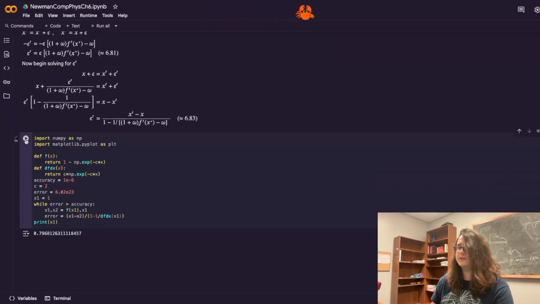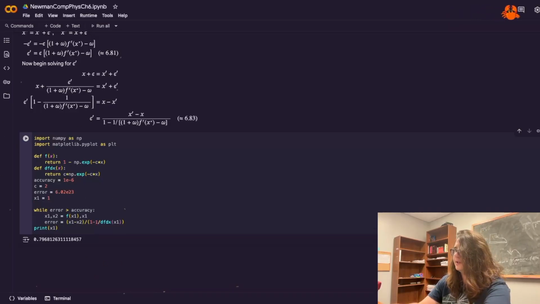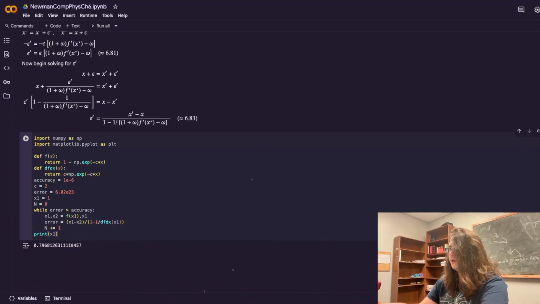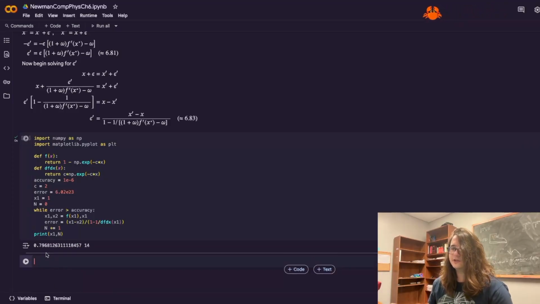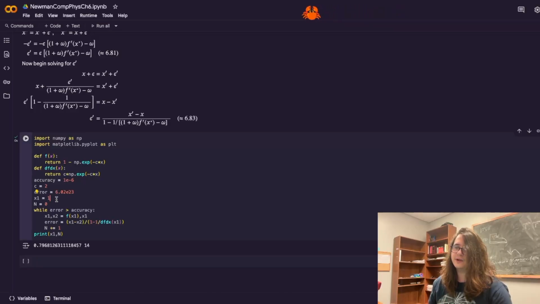It only prints out the solution right now, but we can pretty easily modify it to also print out how many iterations it takes. We can just make a line here, set n equal to 0, and uptick n after every iteration by 1. And we can print out n at the end. So that's going to show us that it takes 14 iterations to get from x1 equals 1 down to the correct solution, right? So that's pretty cool.